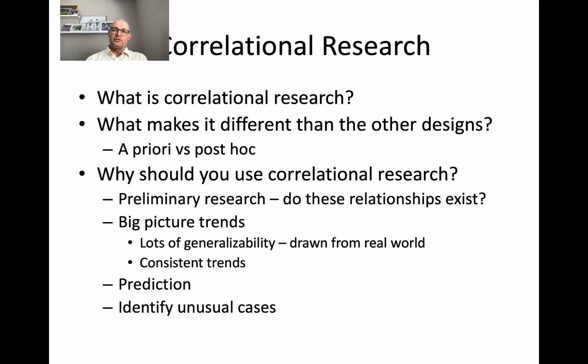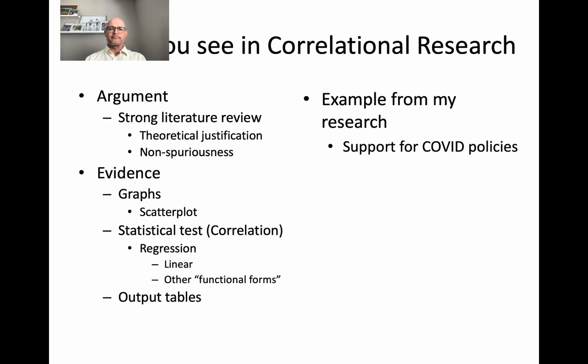But also correlational research can help us identify unusual cases. So if there's a trend line of things that are going on and we see one group that's doing really much better than expected or much worse than expected, we can go in there and see what's going on with those, with some follow-up case studies or something. Like, why are these not following these big trends? And maybe there's something interesting to study there.